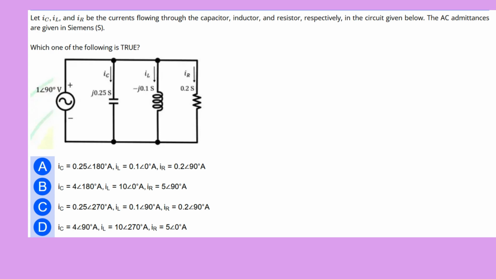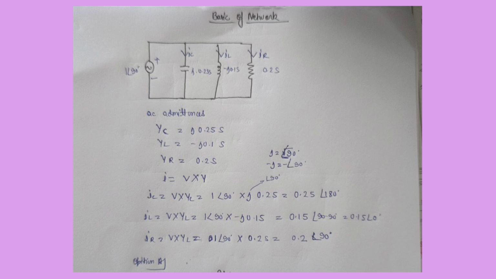In this question, IC, IL, and IR are the current flow through the capacitor, inductor, and resistor. The AC admittances YC, YL, and YR are given. So we solve this question. We know that I equals V into Y, where Y is the admittance.